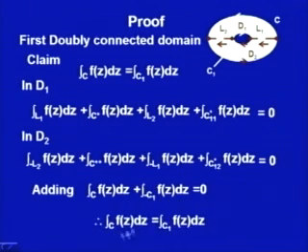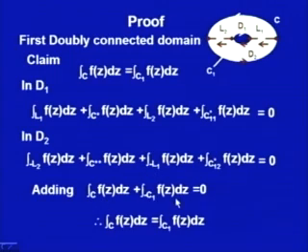Using the sense reversal, it should be equal to the contour integral along the contour C1 of f(z) dz. So, what we have proved is that this is true. What the theorem says is that the complete boundary, the boundary is C and C1.